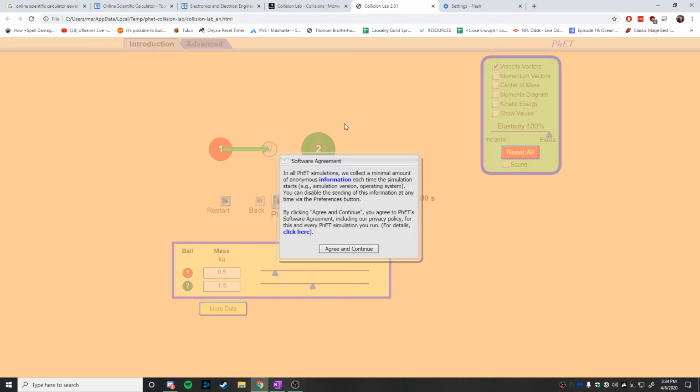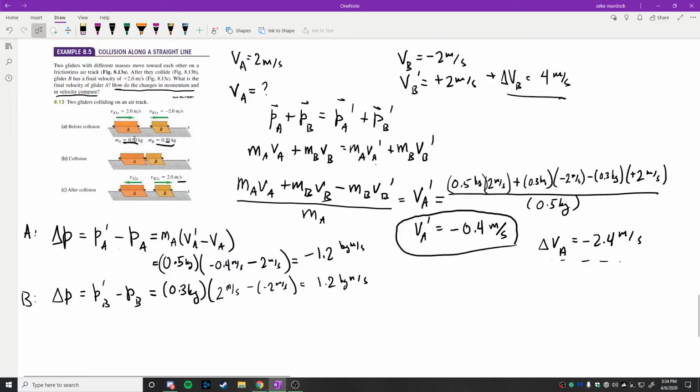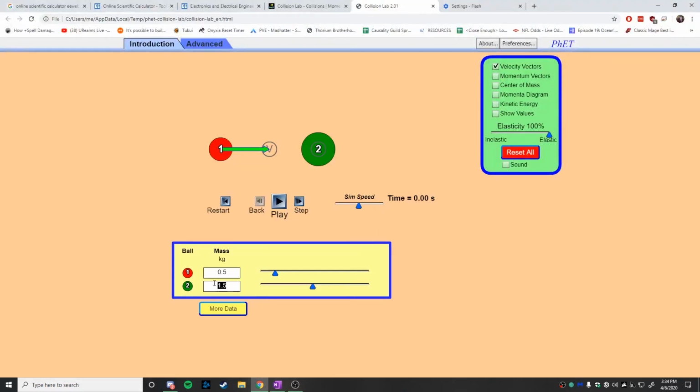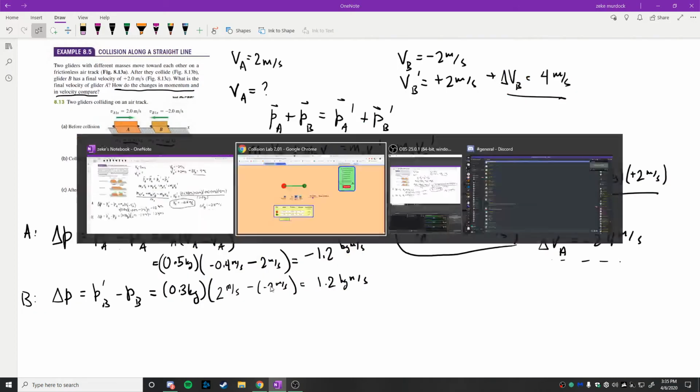Okay, fine. So this allows us to kind of simulate these types of collisions, right? And in fact, if we want to, we could choose exactly the values we had in this problem. Like we can make one of the balls be 0.5, it already is. We can make one of the balls be 0.3. And then we can set up their velocities. I thought I could change the, oh, there's the velocity. So ball 1 has a velocity of 2 meters per second here. And then ball B had a velocity of -2.